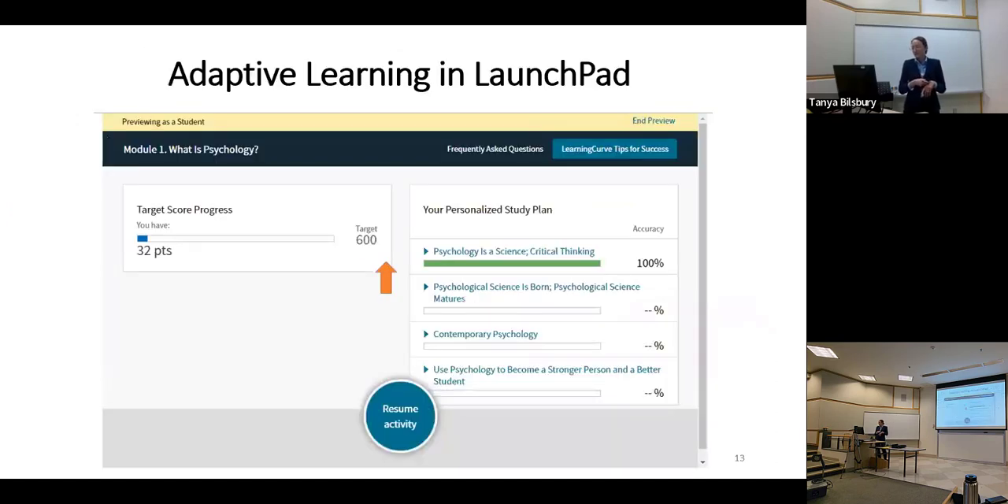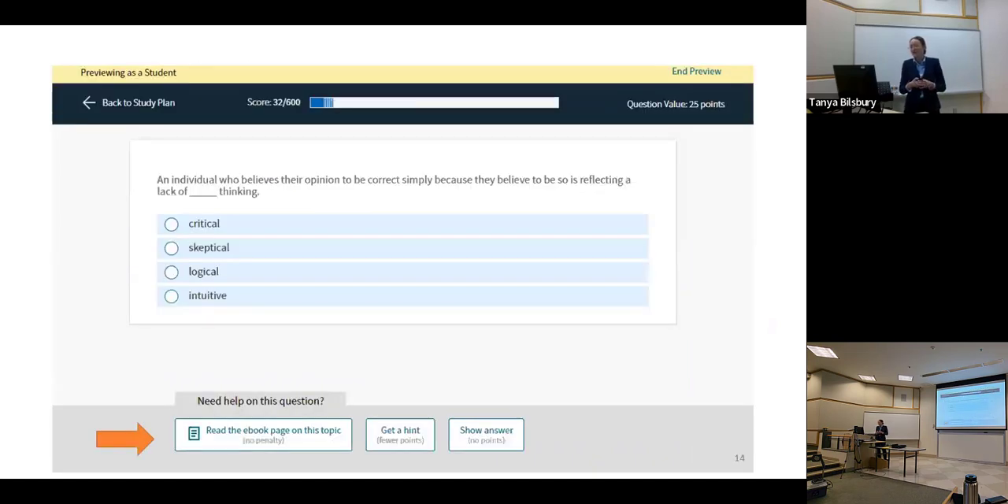This is what those optional adaptive learning assignments look like. They quiz you on things, but if you don't get the right answer, it'll send you back to the ebook page on the topic. It'll kind of coach you a bit. You can ask for hints. So some folks like that as a study tool.